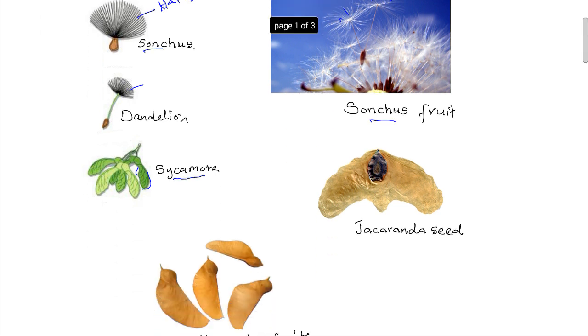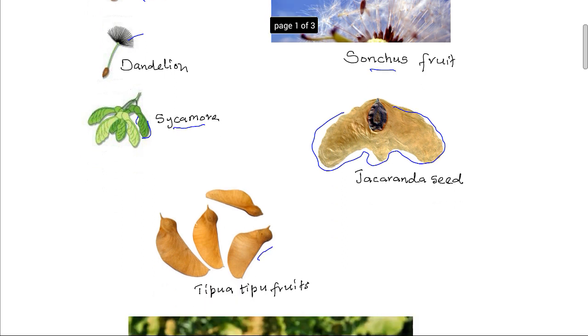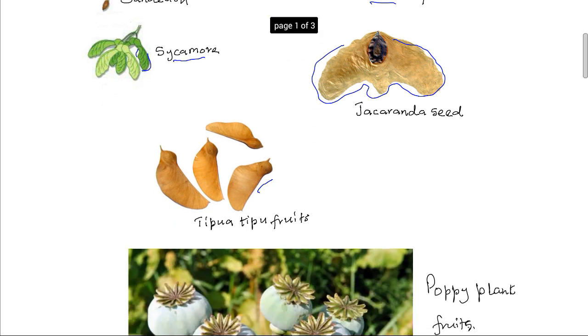Seeds of jacaranda also have a papery extension. This one increases the surface area for flotation, just like the fruits of the tipu plant also have wings to increase flotation.